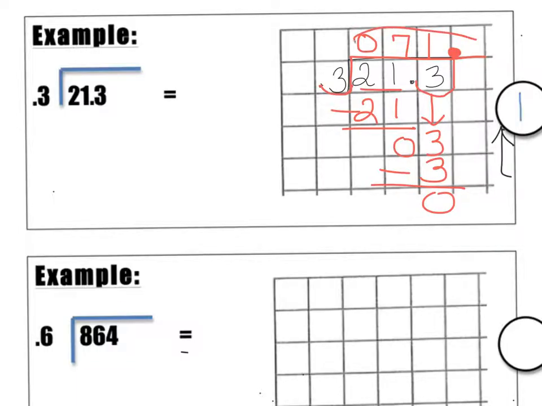Our final answer is 71. So there are 71 groups of 30 cents in $21.30. That seems reasonable and makes sense. So always remember to divide, just like you've been taught, and to bump the decimals. Let's go ahead and do another example.